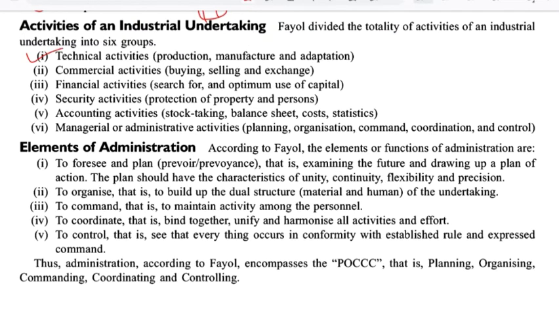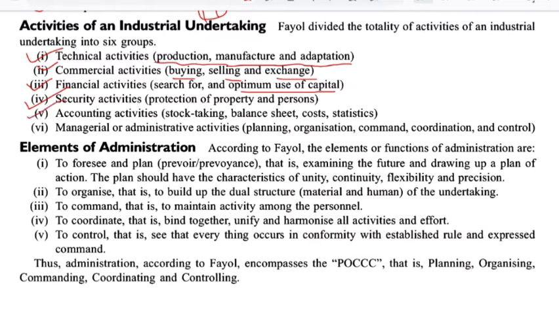First is technical activities, such as production, manufacture and adaptation. Second is commercial activities: buying, selling and exchange. Third is financial activities, the search for optimum use of capital. Means we need to utilize the capital at its best. Next is security activities, such as protection of property and persons. Every activity which is related to security comes under this head.